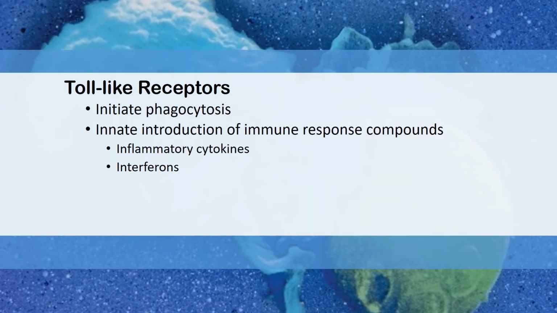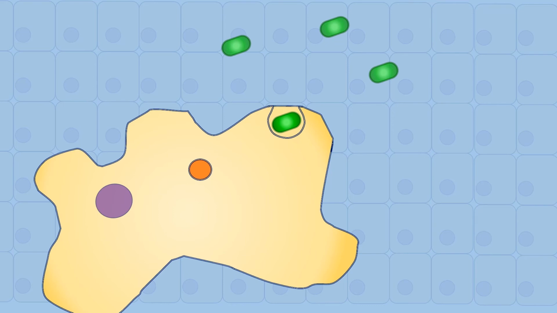Once they are activated, they will first initiate phagocytosis, or the consumption of that particle that they just ate. The second thing they'll do is induce the immune response through the use of inflammatory cytokines and start releasing interferons. Once that bacteria is ingested by a phagocytic cell, the vesicle containing the bacteria will meet up with a lysosome. That lysosome will then break down that bacteria, and then the contents will be expelled from that phagocytic cell.